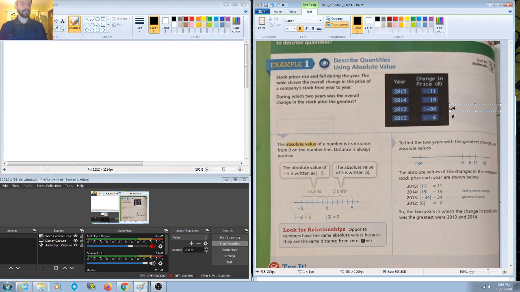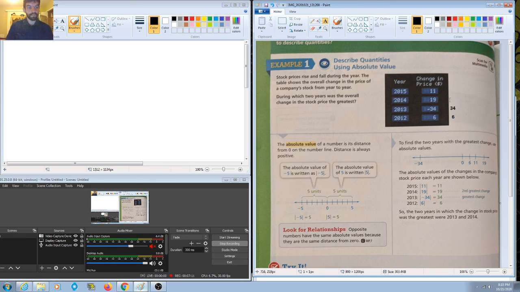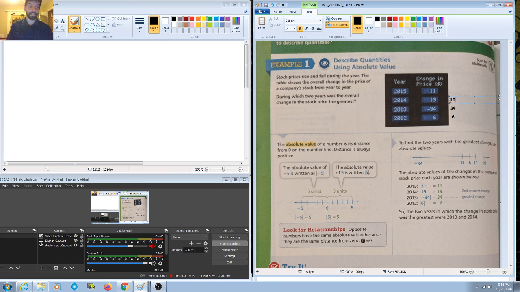Now, one of the things, as you can see as a spoiler, is that the absolute value of a number is always positive. And that's because it's a distance. Now, I'm going to go ahead and put these last two numbers in, but then I'm going to explain that a little bit more. So the absolute value of 19 is 19. It's 19 units to the right from 0. And then the absolute value of 11 is 11.